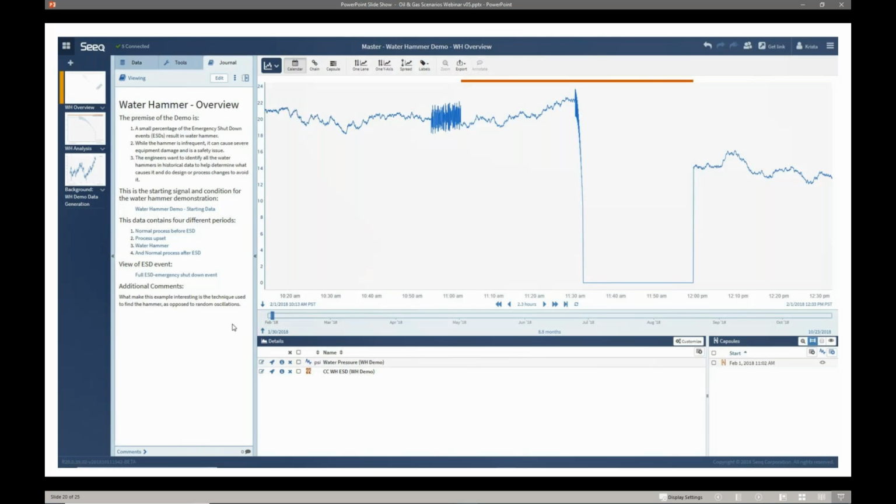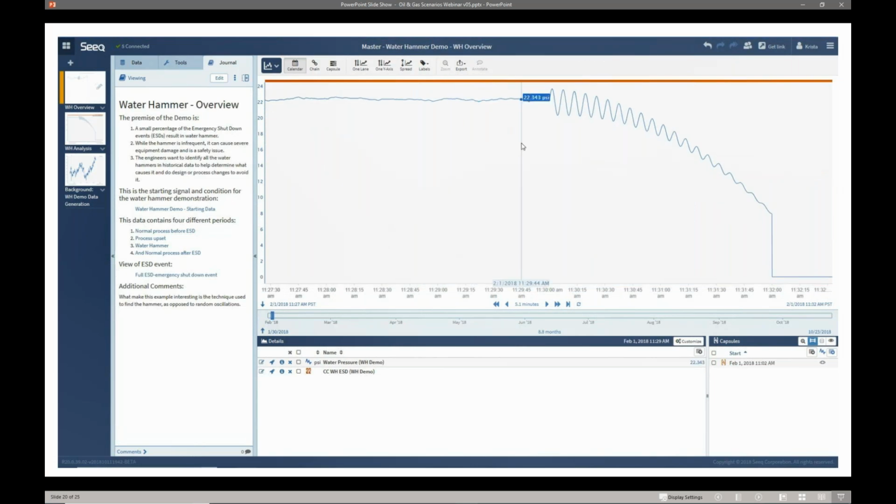For this example, I will once again go into my Seeq workbench analysis, and I've started here with my relevant signals. I have my water pressure, and then I also have a condition that's identifying when I have an emergency shutdown event. Here I see normal operations. I have some sort of process upset, and that triggers my emergency shutdown. During the emergency shutdown, I then may have a water hammer event. Let me zoom into this water hammer event for you to see it up close. Here you can see that ringing in the curve, this nice periodic decay of the signal.